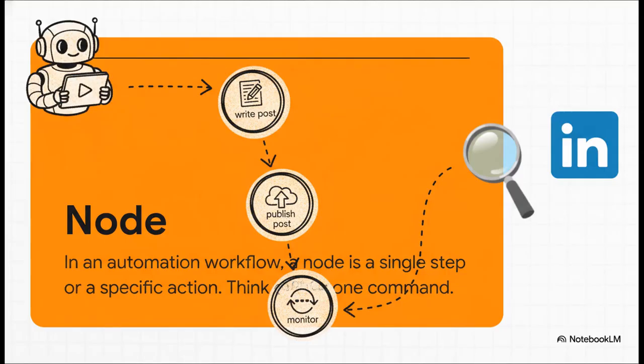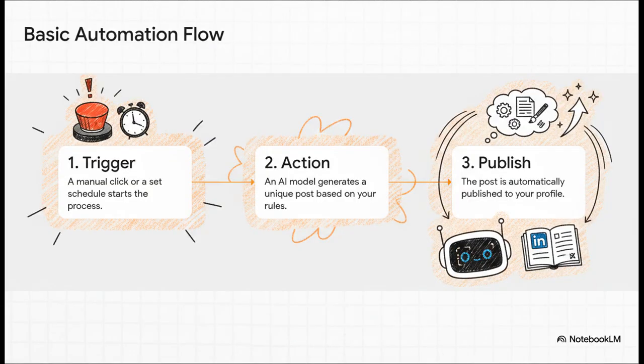The first piece of lingo we need is the word node. I know, it sounds technical, but it's actually incredibly simple. A node is just one single command you give to your robot, like write a post, that's a node, or publish the post, that's another node. Every single action is its own node. So when we string these nodes together, we get a workflow. It all starts with a trigger. That's basically the go button. The main action is the AI generating a post. And you guessed it, the final step is to publish it to your profile. Trigger, action, publish. It really is that straightforward.